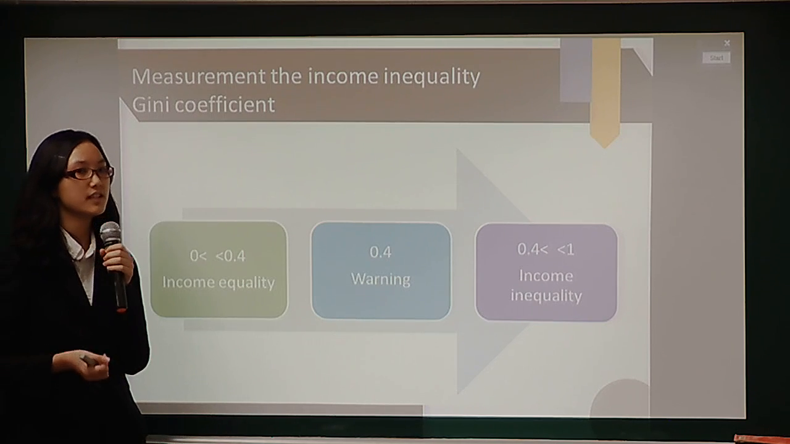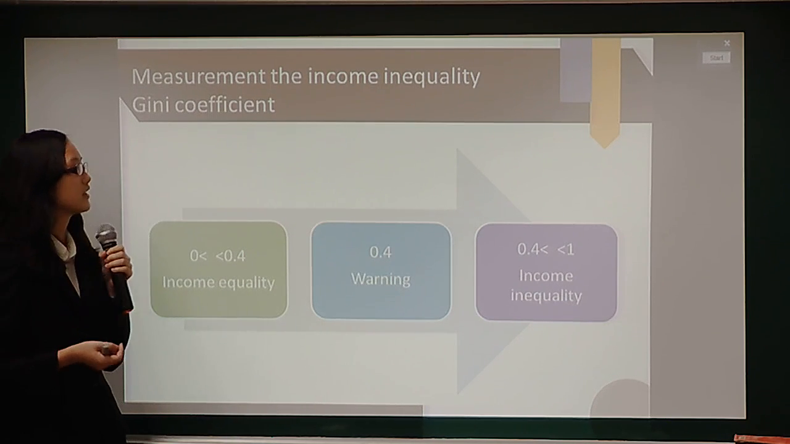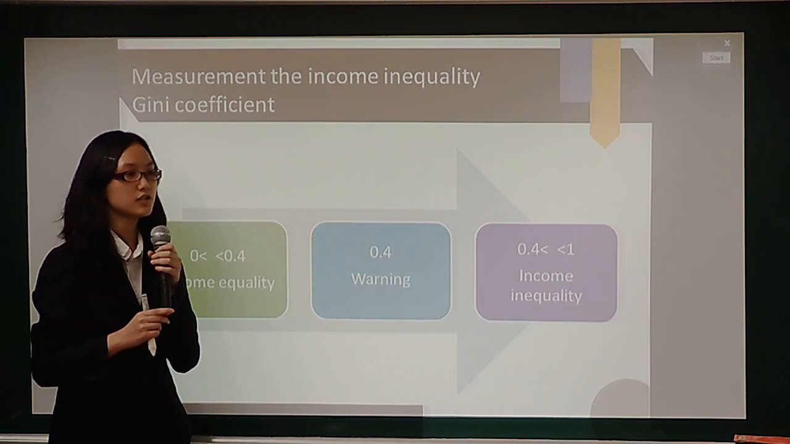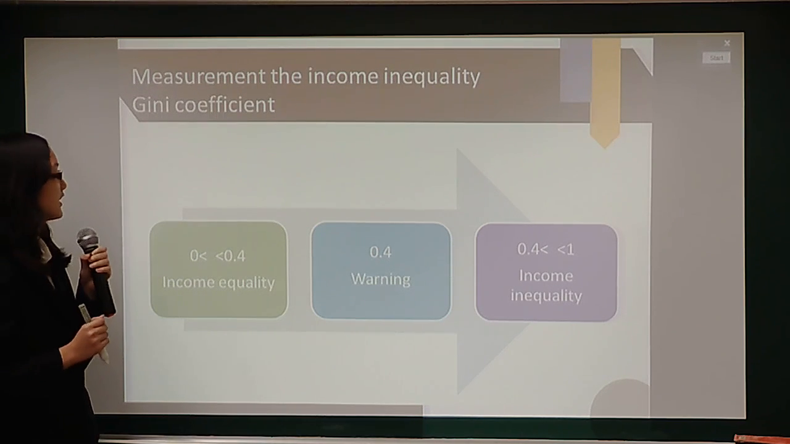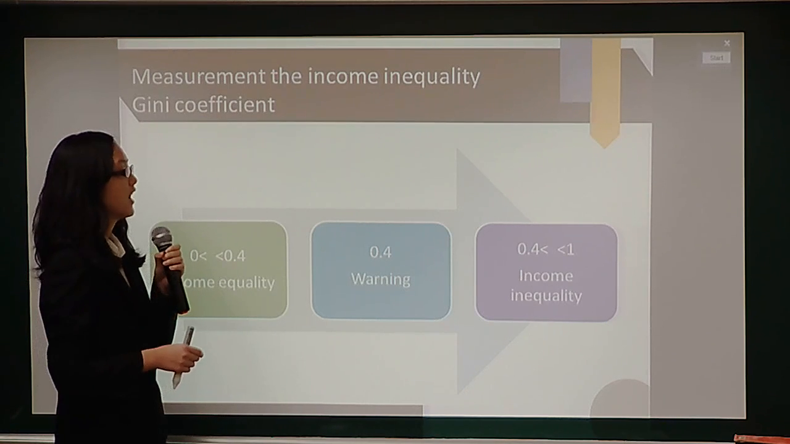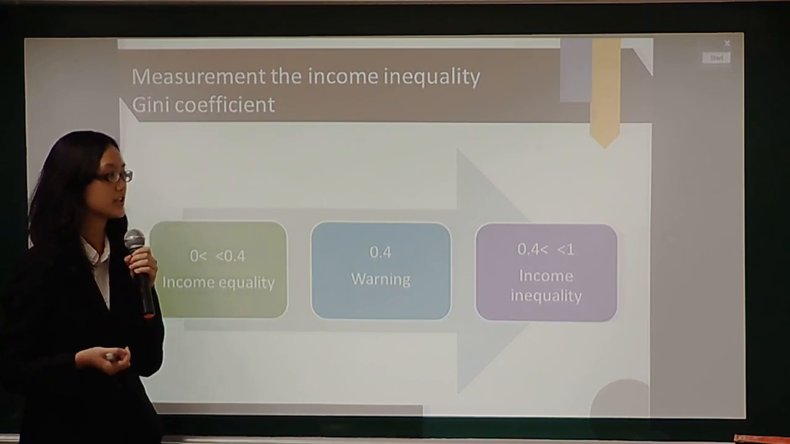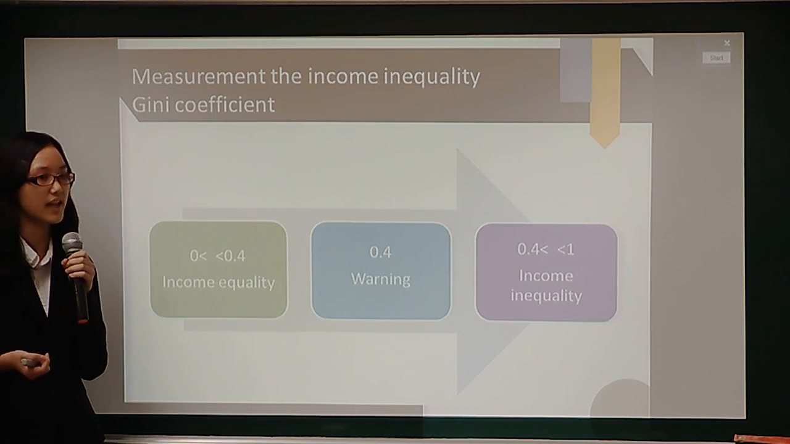The Gini coefficient is used to measure income inequality. It is a number between 0 and 1. Under 0.4 is a safe condition. However, above 0.4, the country has a serious income inequality problem and social problems.